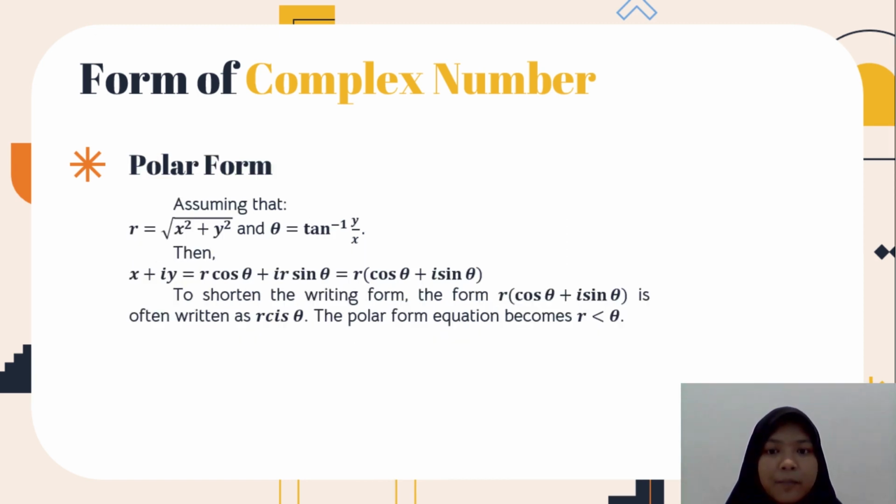Next is polar form. Assuming that r is equal to the root of x squared plus y squared and theta is equal to arctangent y over x, then x plus iy is equal to r cos theta plus i r sin theta, equal to r (cos theta plus i sin theta). To shorten the writing, the form r (cos theta plus i sin theta) is often written as r cis theta. The polar form equation becomes r ∠ theta.